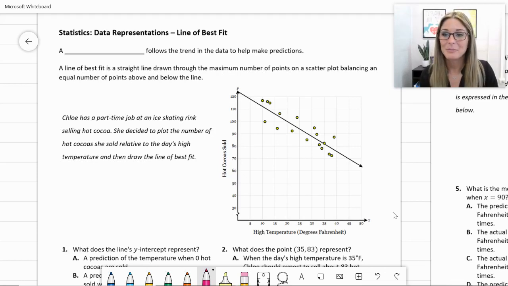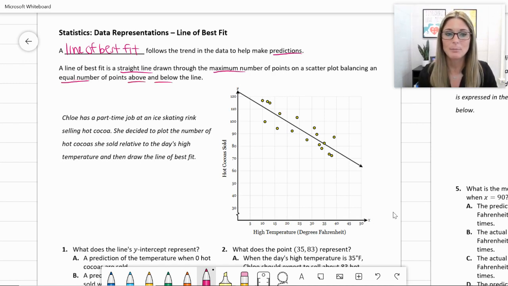We're going to wrap up scatter plots today by looking at line of best fit. Your line of best fit follows the trend in the data and helps us make predictions. Our line of best fit is a straight line that's going to go through the maximum number of points on our scatter plot, also balancing an equal number of points above and below the line.